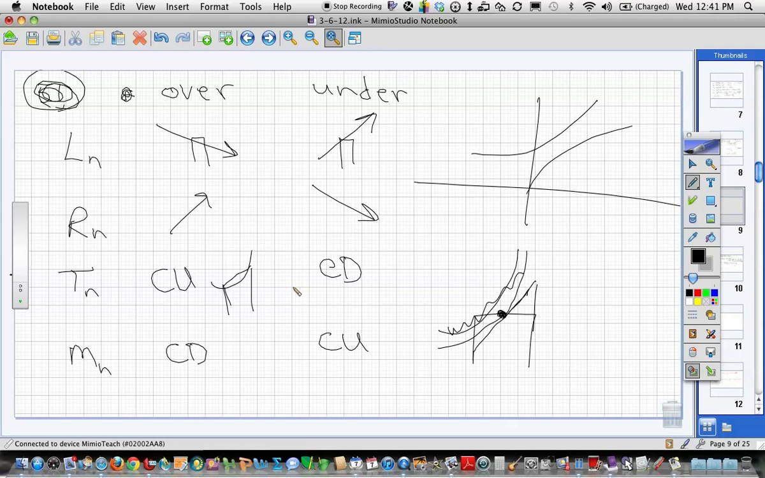30. Would a midpoint be less than? Depends on the concavity. If it's concave up, a midpoint will be under. If it's concave down, a midpoint will be over. So it depends. It may be true. 31. Is a left less than a right? Left is under, right is over. Absolutely. Must be true.